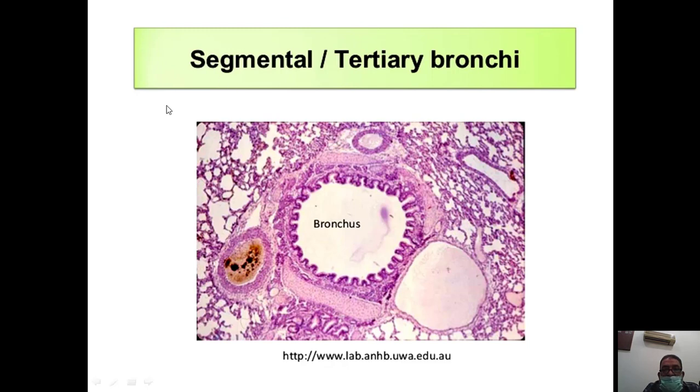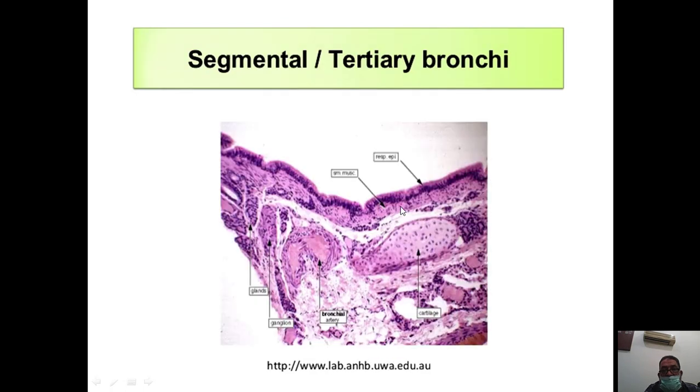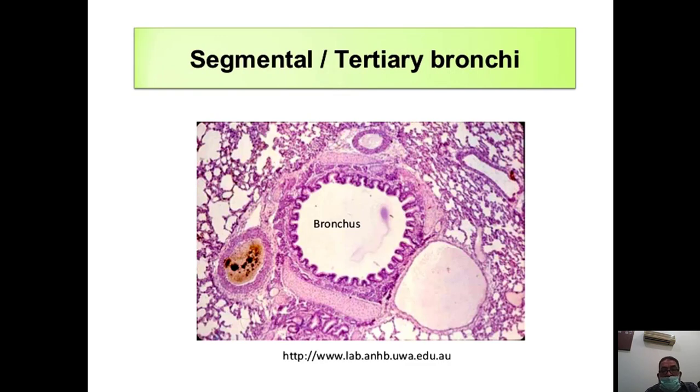Look at the picture. The epithelium is pseudostratified columnar, but few goblet cells, mostly absent. Wavy in pattern, the lumen is prominent. Look at the picture: the cartilage plates are scattered like islets in the lamina propria. This is a cartilage plate, this is a cartilage plate, this is again a hyaline cartilage plate. So this is the typical picture of a tertiary bronchiole.